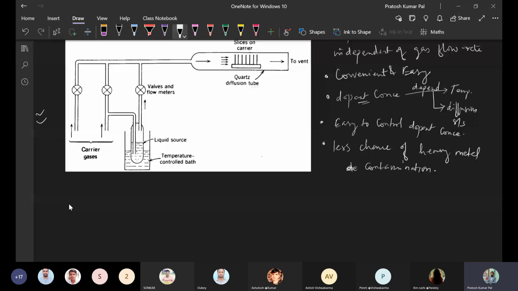Next we will see the third type of reactor. In the third type, basically, it is a gaseous type of reactor.